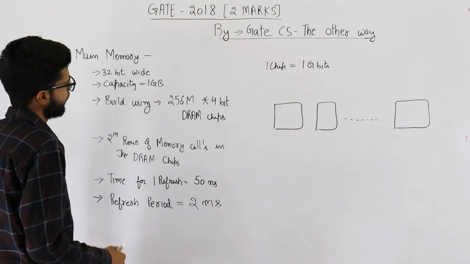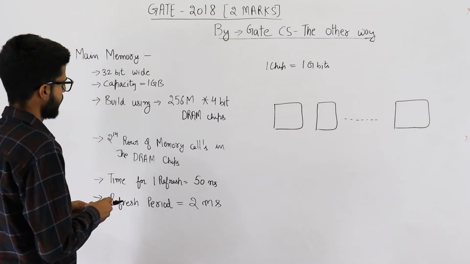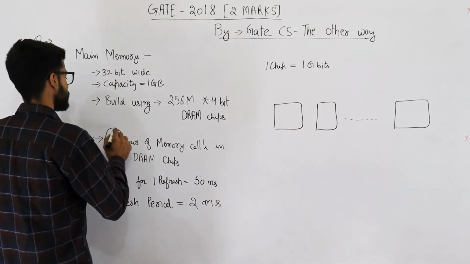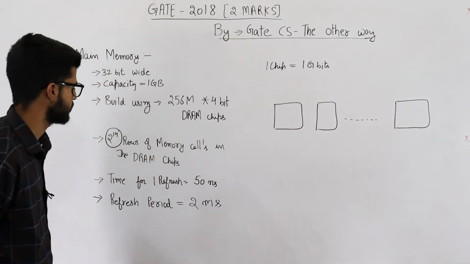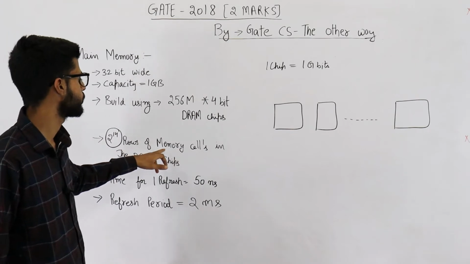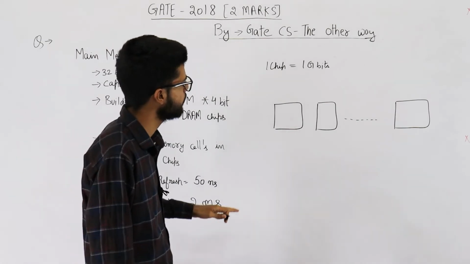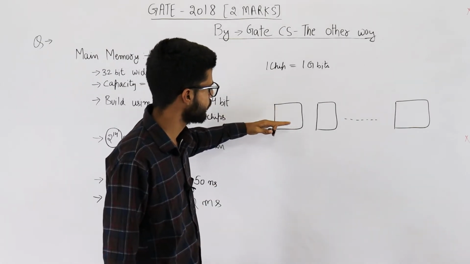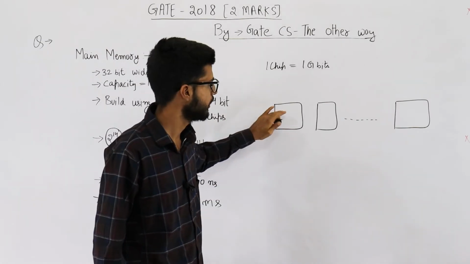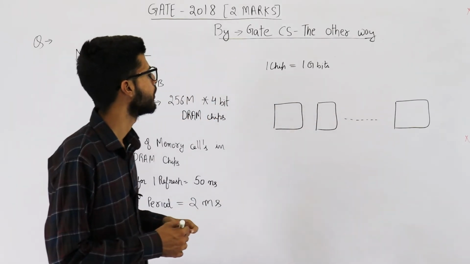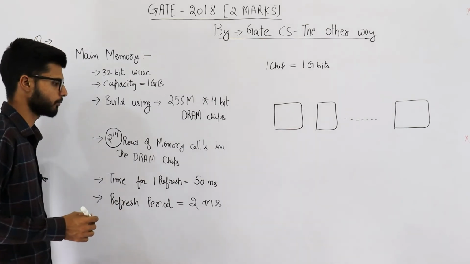So now, if you see, they have given you that there are 2 raised to the power 14 rows in every DRAM chip. 2 raised to the power 14 rows of memory cells in the DRAM chips. That means there are 2 raised to the power 14 rows of cells in this chip, as well as all other 8 chips. Okay. What is the use of this information?